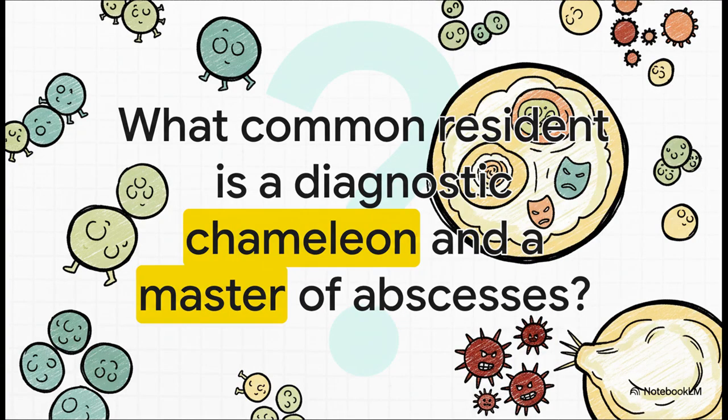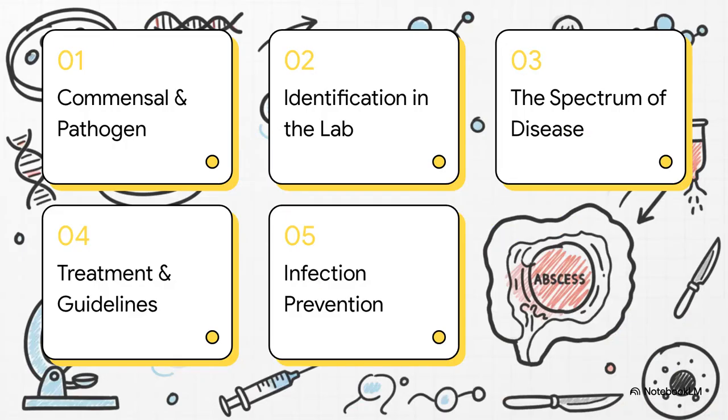We're talking about a classic double agent. It hangs out quietly on our mucosal surfaces, totally harmless. But you give it half a chance to cross that line, and it transforms into this incredible pus-forming invader. It is, without a doubt, a true master of the abscess. For this explainer, we're going to follow that classic lab bench to bedside journey.